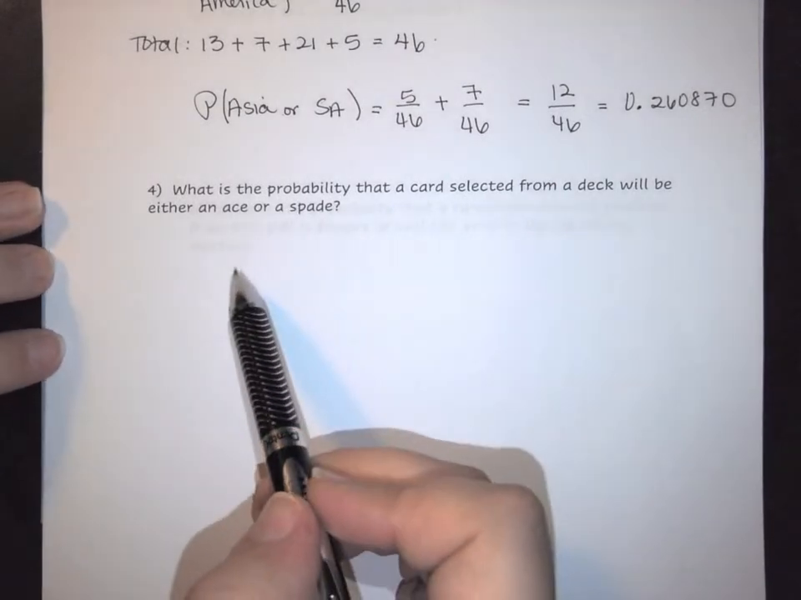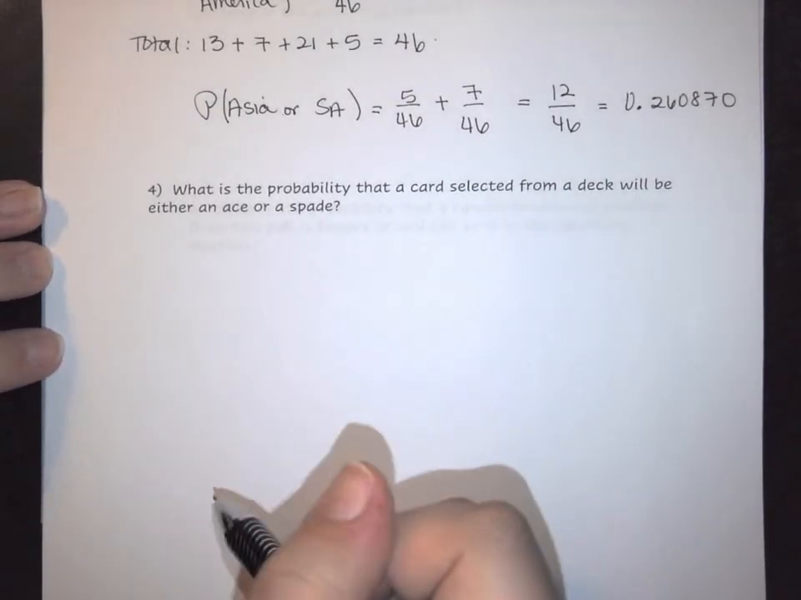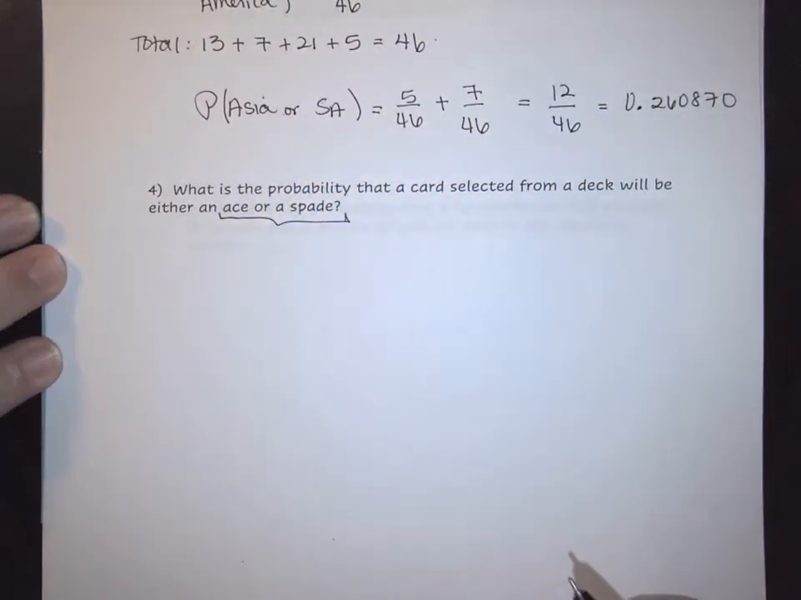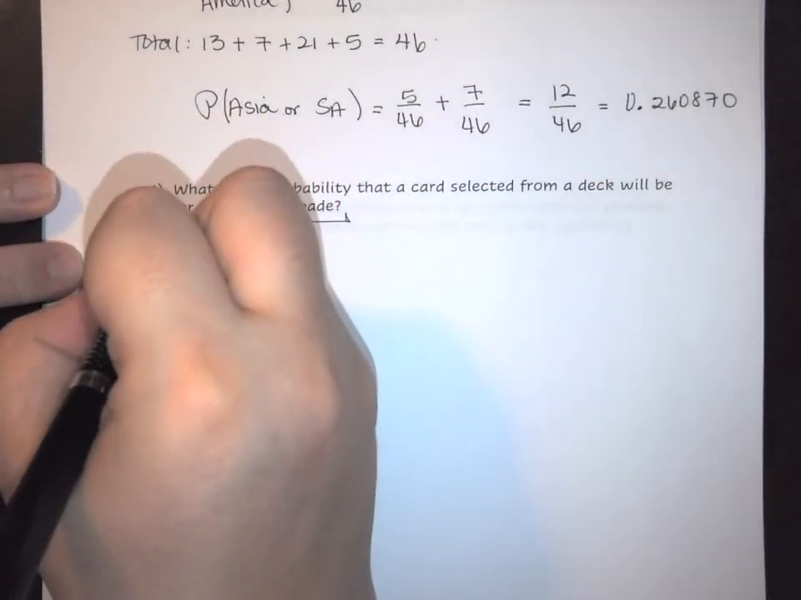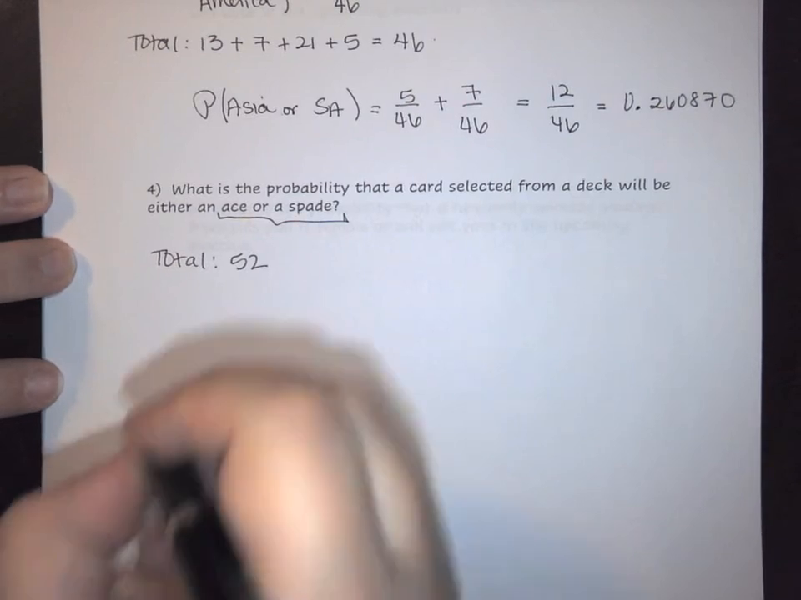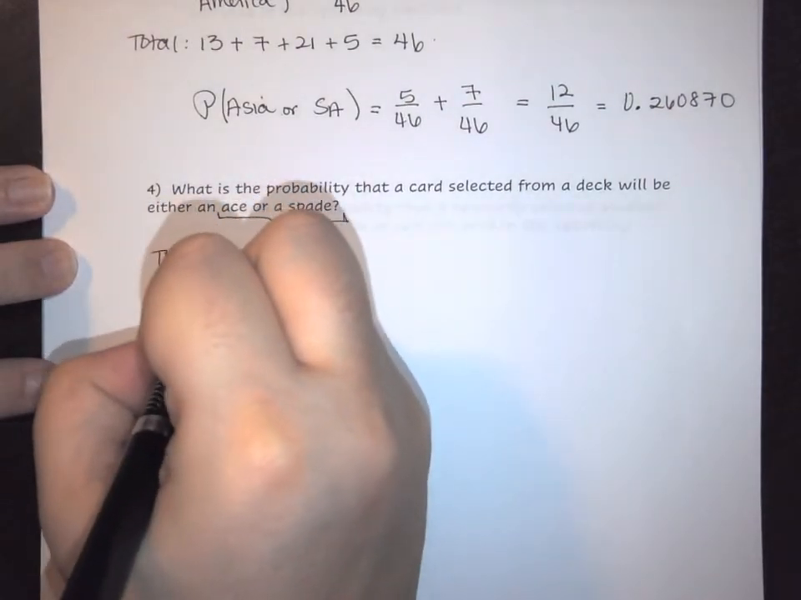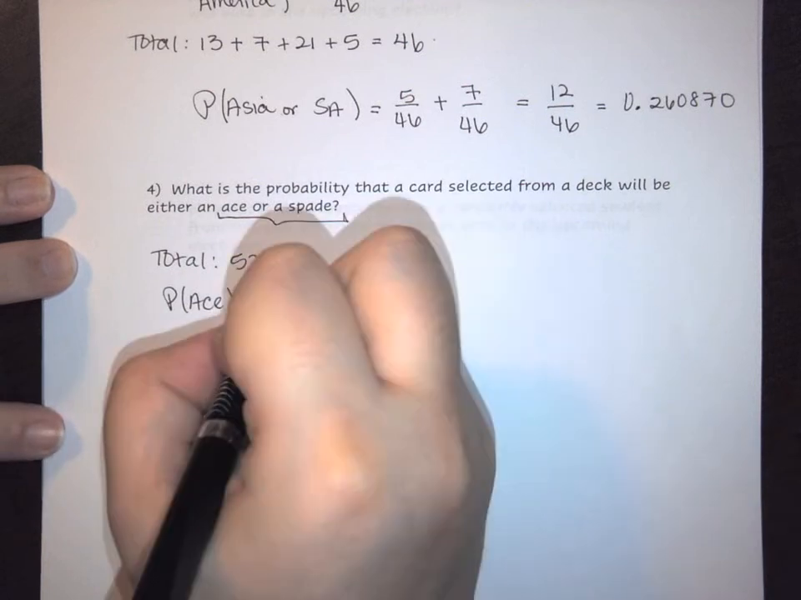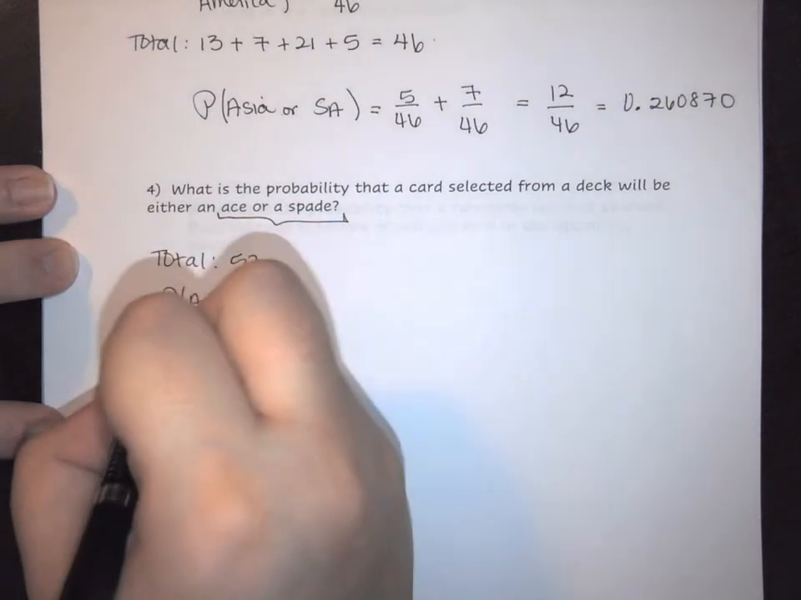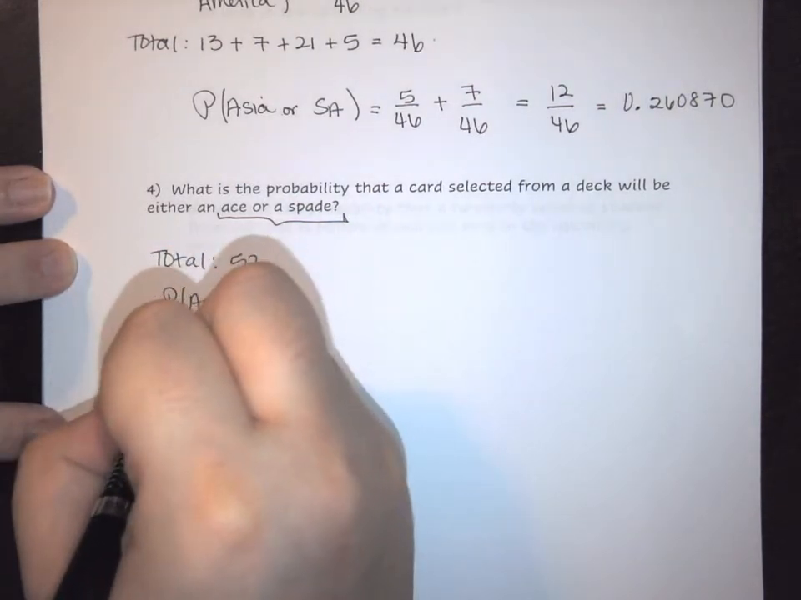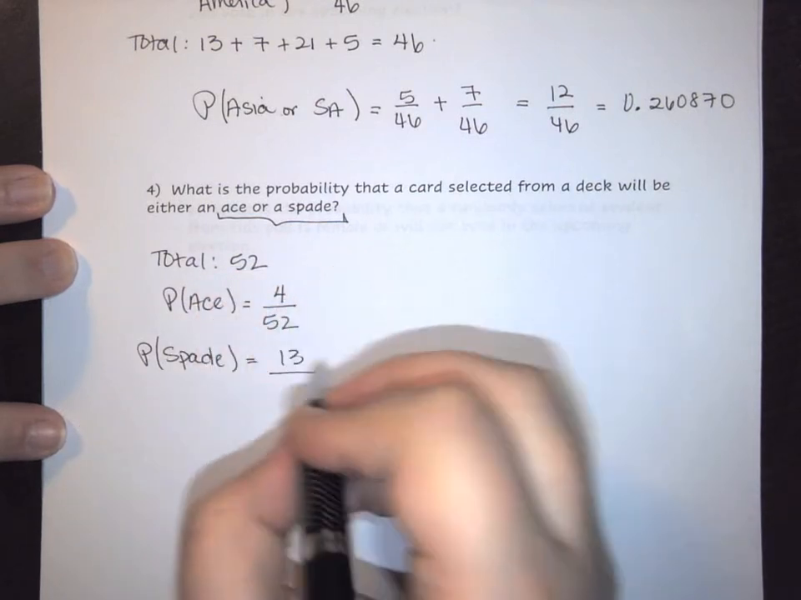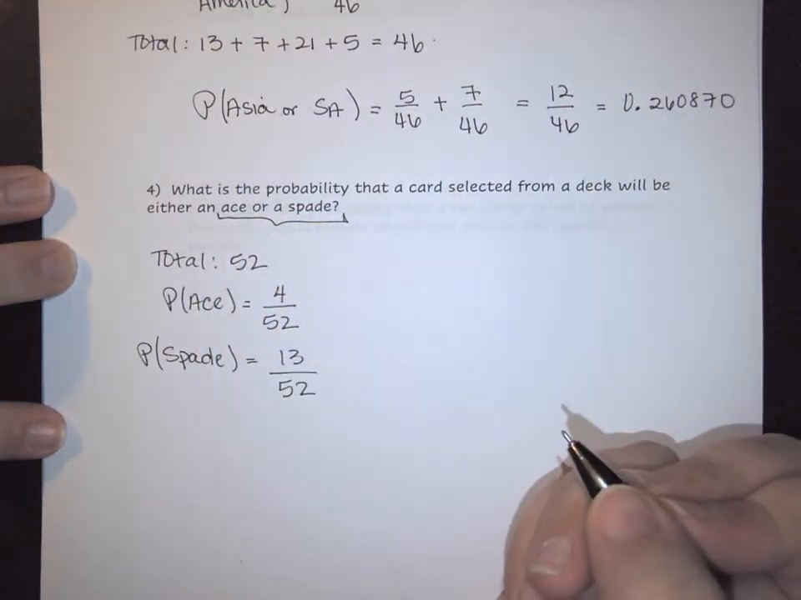Alright, this next one says, what is the probability that a card selected from a deck will be either an ace or a spade? So the first thing we have to remember is that my total is a deck of cards, and there are 52 cards in a deck. So looking at it, the probability of getting an ace means there are 4 aces per deck of 52 cards. The probability of getting a spade, well, there's 13 spades out of a deck of 52 cards.